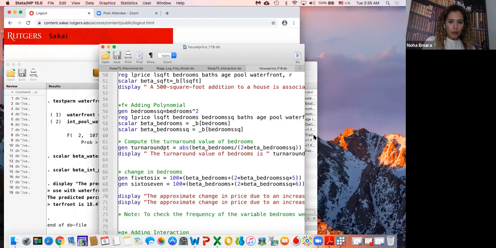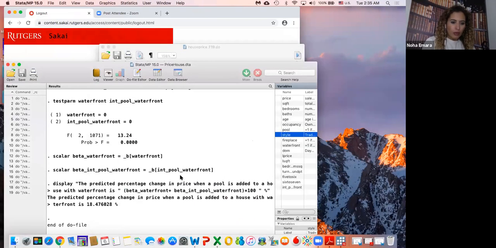So the answer is here. If I have a pool and waterfront, then I have an 18.47% increase in the price, okay? Do you have any question? Again, you don't have to extract coefficients unless I'm asking you to do so.